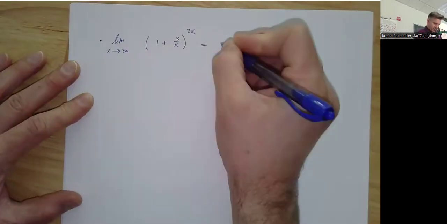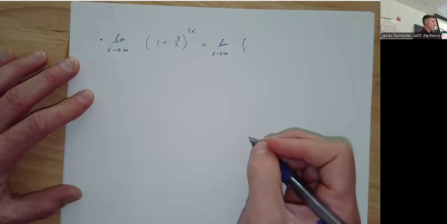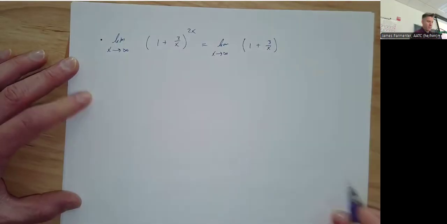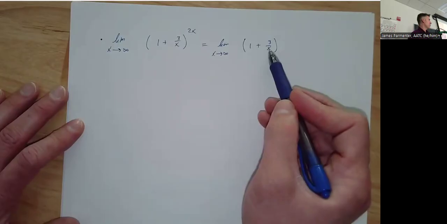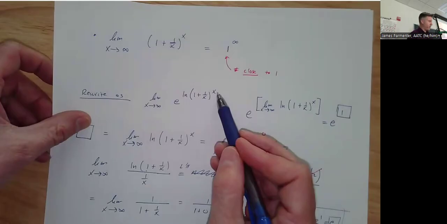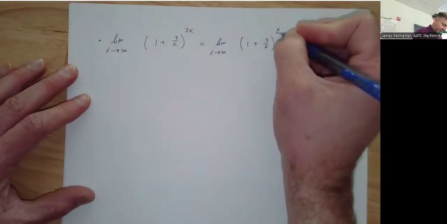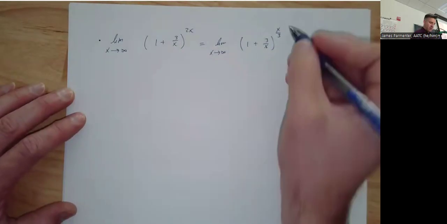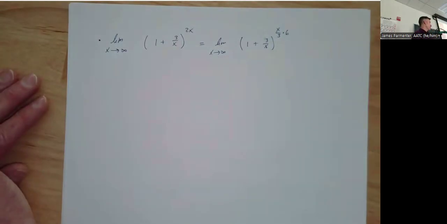I'm going to write it as the limit as x goes to infinity. Here's what I really want: 1 plus a thing, and I really, really would like my power to be the reciprocal of that thing. That's what I had over here. I had the 1 over x and the reciprocal of 1 over x. So I'm going to write x over 3. That's not actually what I had. I had 2x, so I still need to multiply that x over 3 by 6. So that 6 times x over 3 is really 2x.